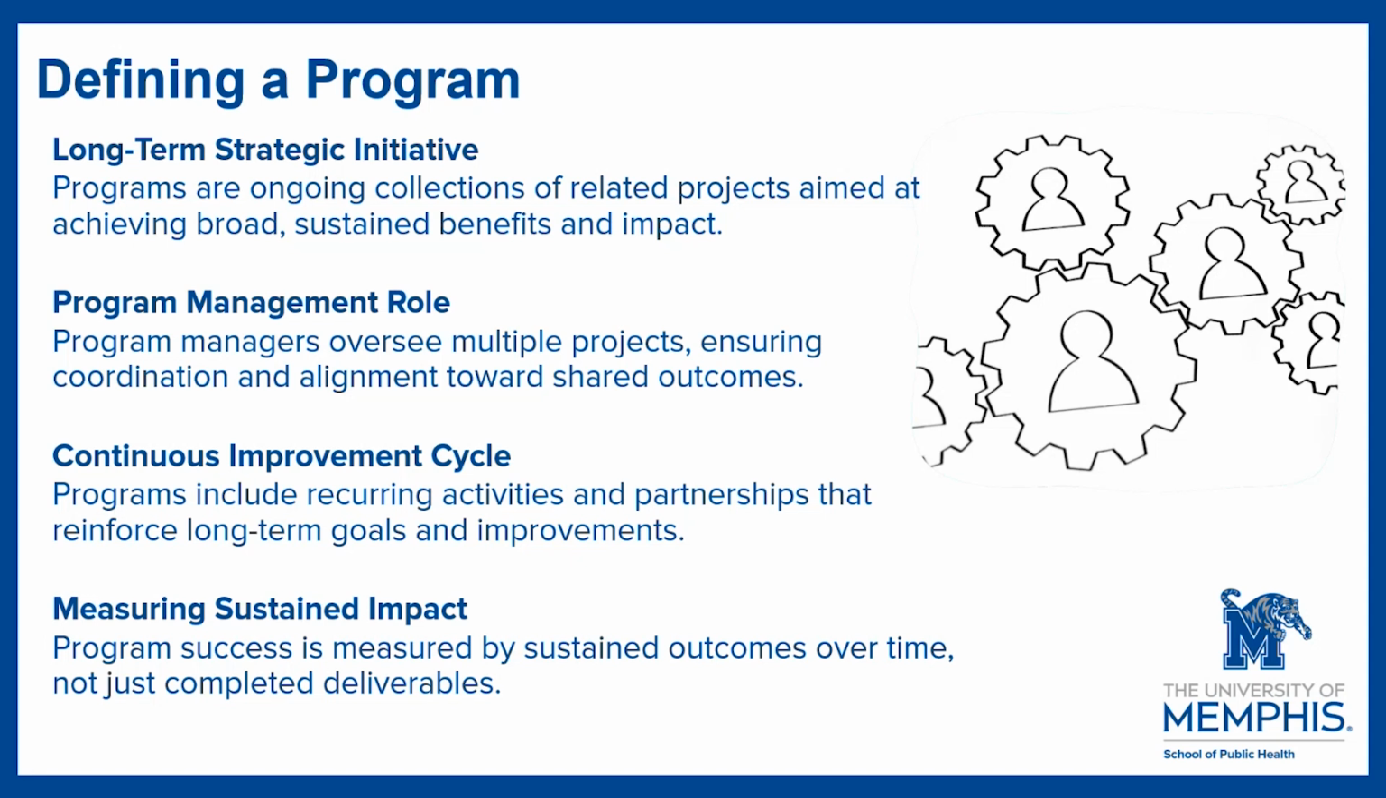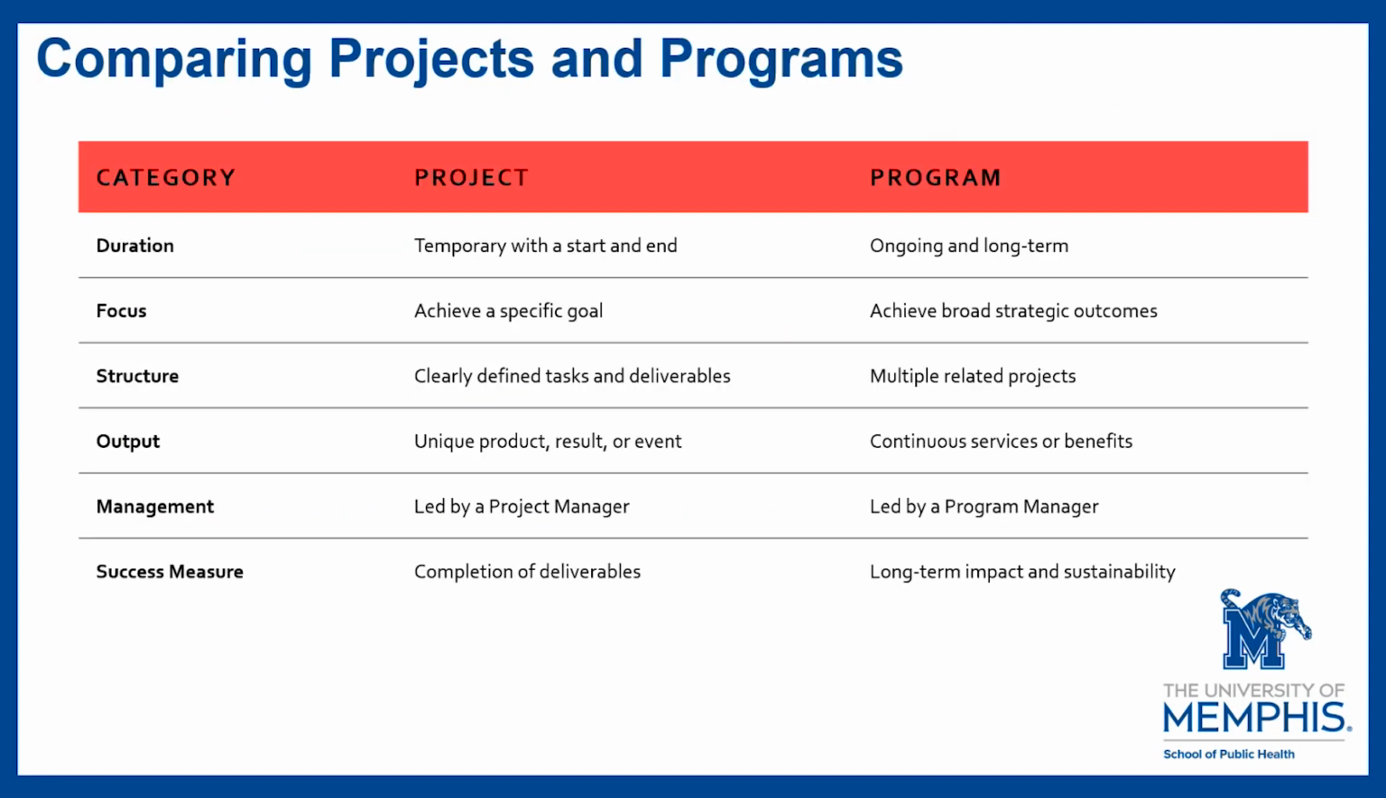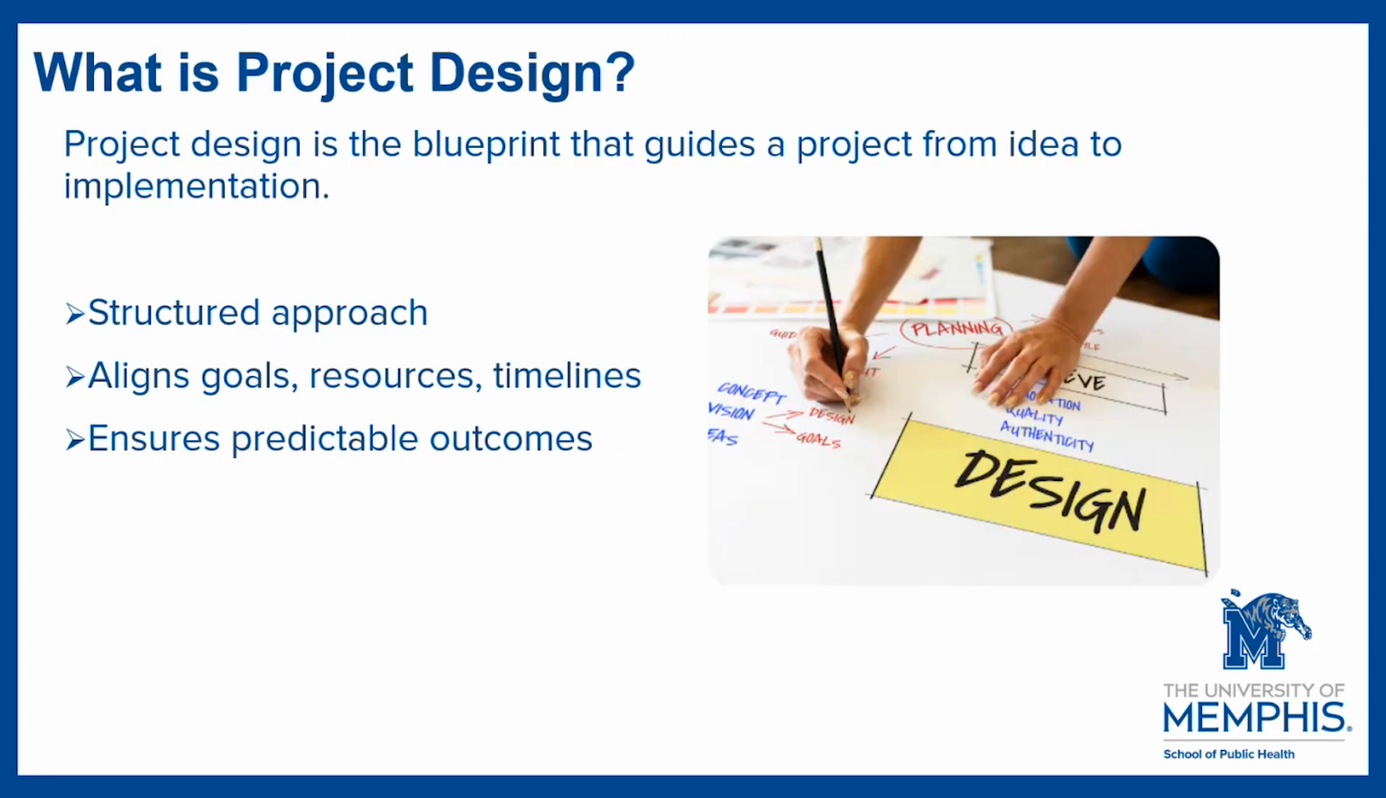So in short, a project is a group of tasks, and a program is a collective group of projects. On this slide, you will see the clear difference between a project and a program. This is a good point to reflect on why you want to do a project design. The reason we do project design is it helps us develop a blueprint which guides a project from idea to implementation. A project design is a structured approach, and it also aligns goals, resources, and timelines. And this ensures a predictable outcome.